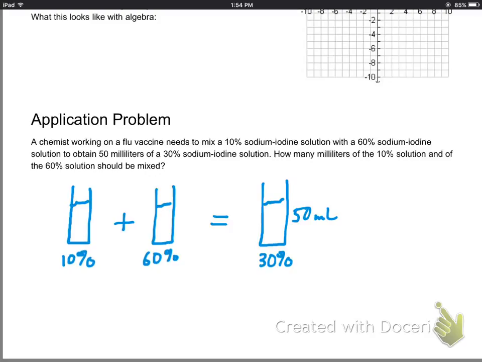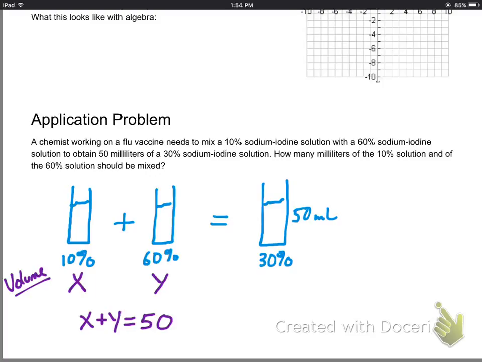The first has to do with the volume. So if we label the volume x and y, since those are unknown, we know that the volumes need to add up to 50 milliliters. So x plus y equals 50. That's the easy equation. The little bit trickier equation is, how do we get that 30% sodium iodine solution?